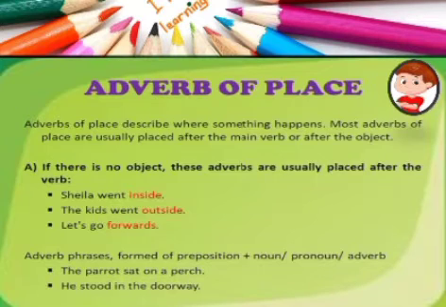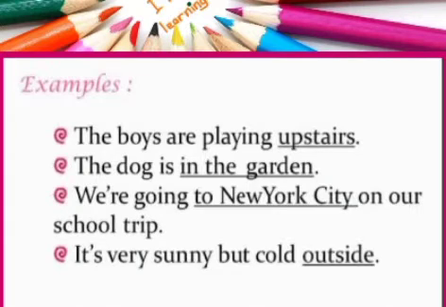Now let's move ahead. There are more examples, like the boys are playing upstairs. Where are the boys playing? Upstairs. So upstairs is the adverb of place. The dog is in the garden. Where is the dog? In the garden. This is adverb of place. It's telling you where the dog is.